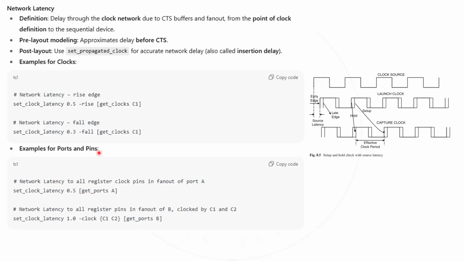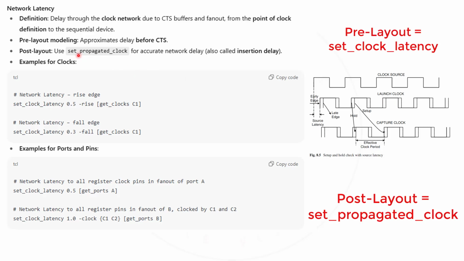If it is with respect to ports or pins, these are the examples. Network latency to all register clock pins in the fanout of port A: set_clock_latency with this value, applied to get_ports A. Whereas for this one, set_clock_latency with this value for clocks C1 and C2, applied to get_ports B. So this is network latency to all register pins in the fanout of B clocked by C1 and C2. So these are the SDC constraints and how we write them. Only 2 points you need to remember here: simply use set_clock_latency if it is pre-layout, and use set_propagated_clock if it is post layout.